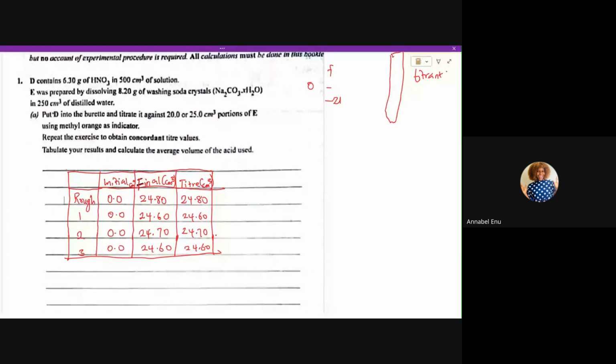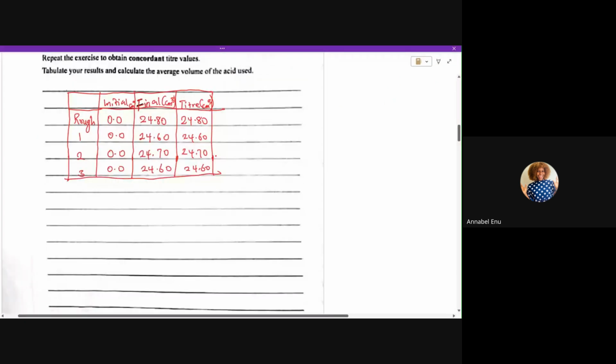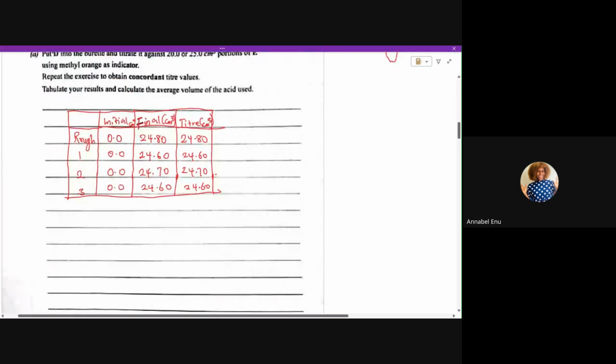They are pipettes of 20 centimeters cube or 25 centimeters cube. You should take notes, put down the pipettes that your school is using. It's the pipettes that we use to get our analytes, which in this case is the base. So we have to note down which of the pipettes you use. And then we are to calculate our average volume.